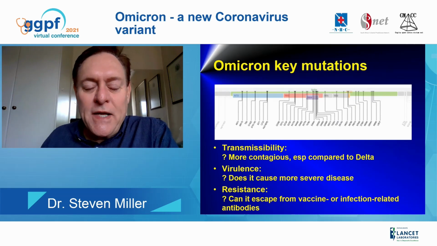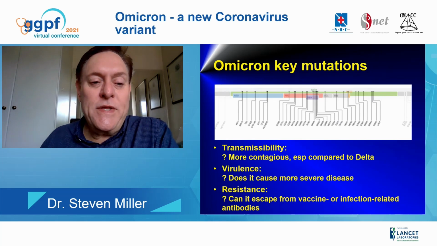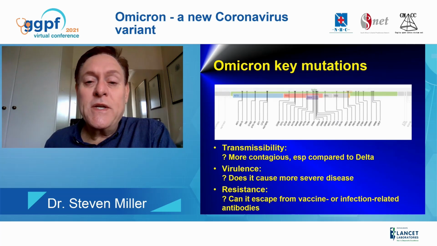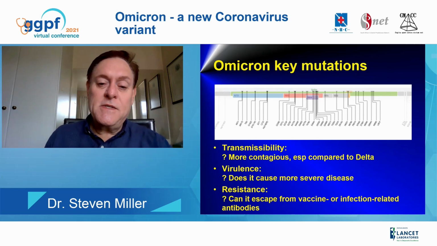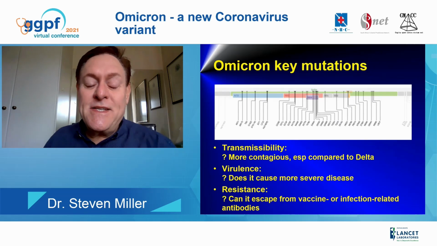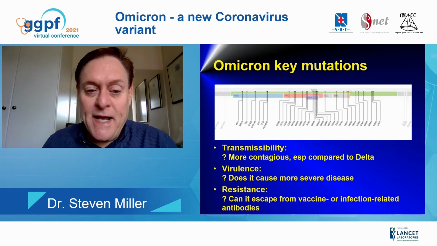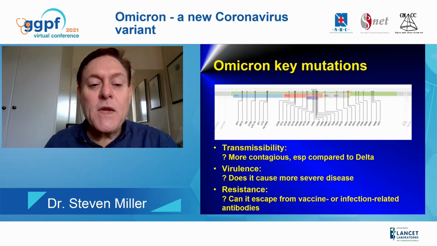The minute we see this kind of extensive mutation, we worry about three things. Is this virus potentially more transmissible? That if it is, it could make it more contagious. We've already seen how transmissible Delta has been, and the big question is, is this going to be the same, somewhat more contagious, or possibly less? We can understand that or get some clues by looking at individual mutations, which I'll go through in a moment.